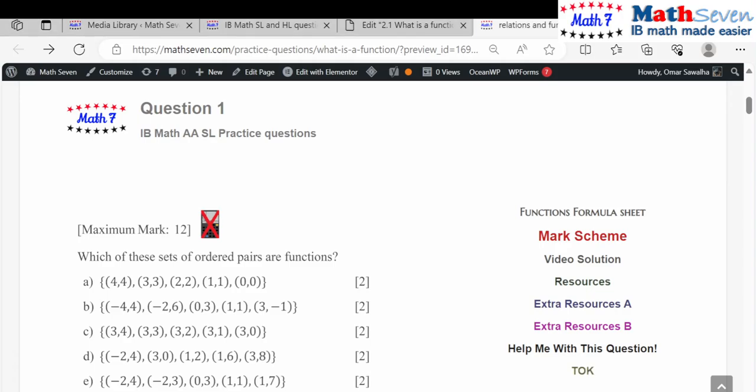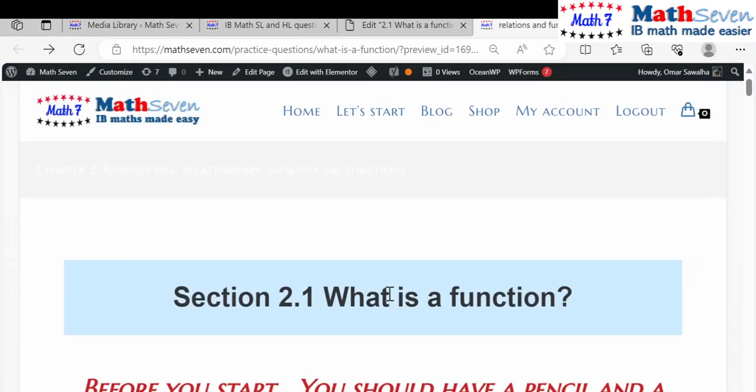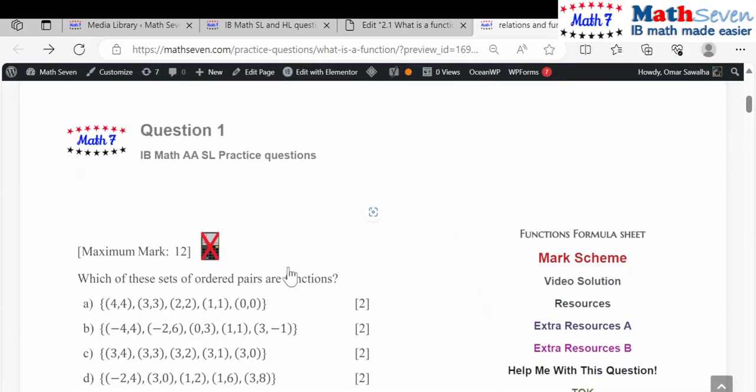أهلا طلاب. So احنا رح نبدأ ب chapter 2 section 1 question number 1 بهذا chapter. Okay, so what is a function? Okay, let's do question number 1.